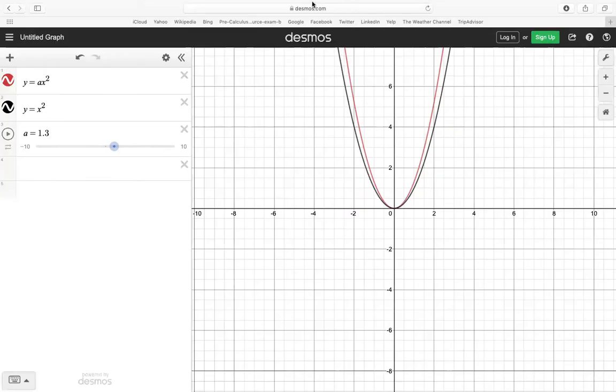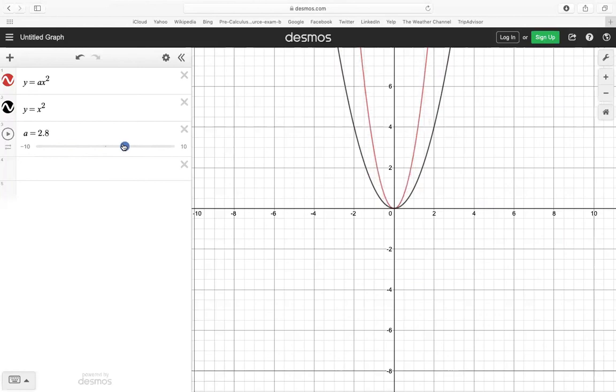I've used a graphing calculator to show you how different a values affect the function y equals x squared. The black curve here is y equals x squared. The red curve is y equals ax squared, and the a value depends on this slider. I will move this value back and forth to see how the red curve changes. For a greater than 1, I expect to see something different, and I can see the graph start moving and changing.